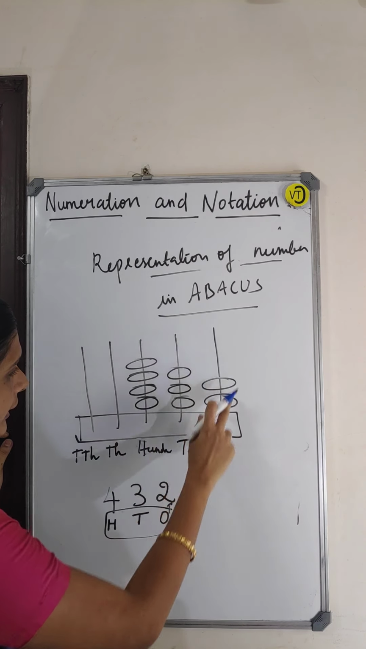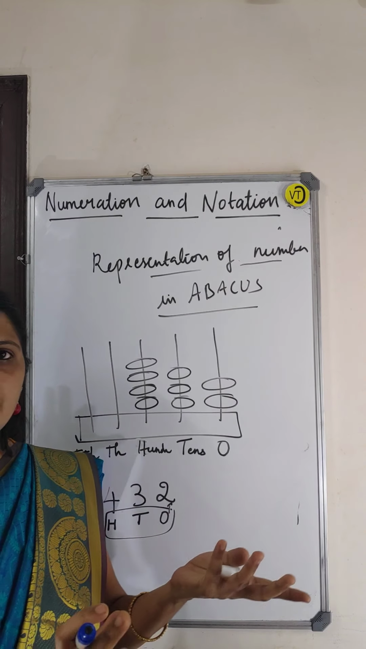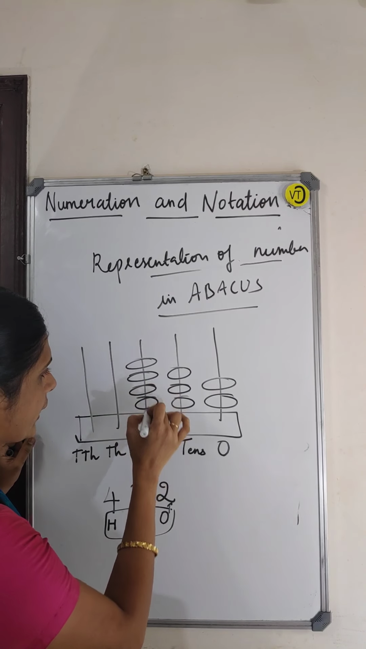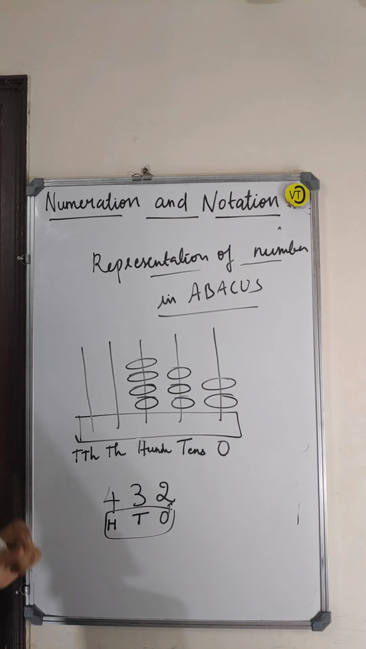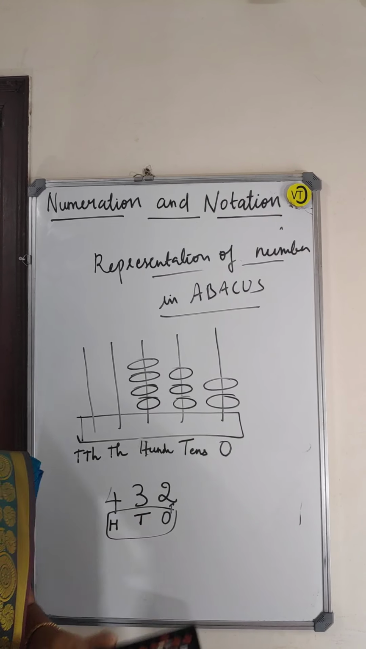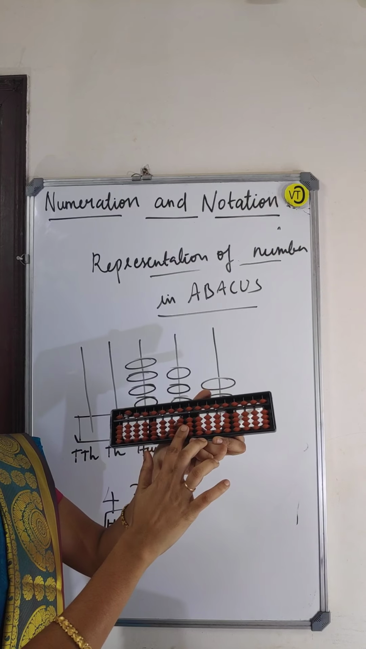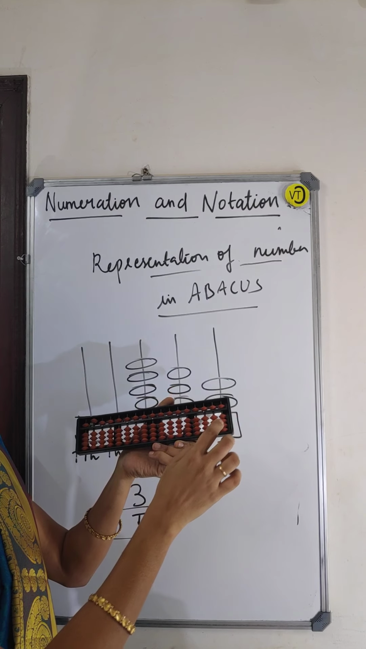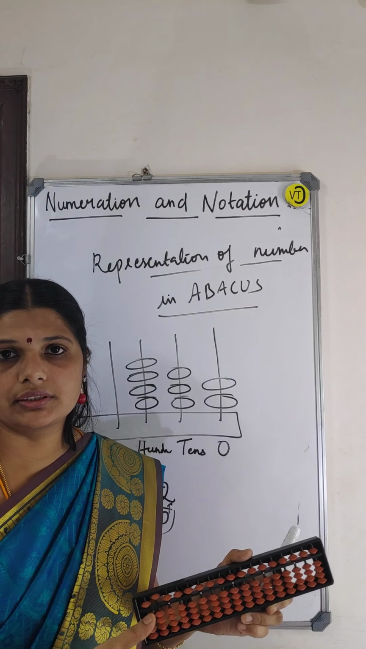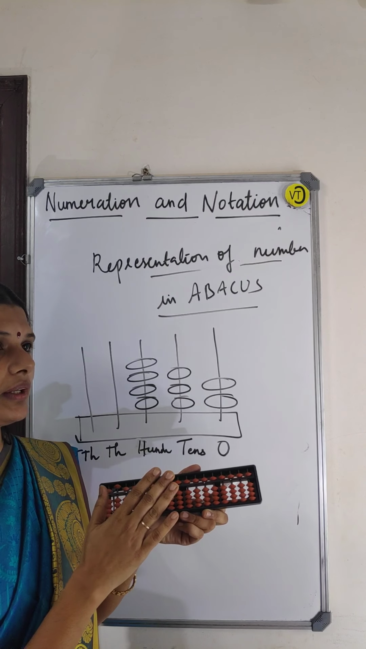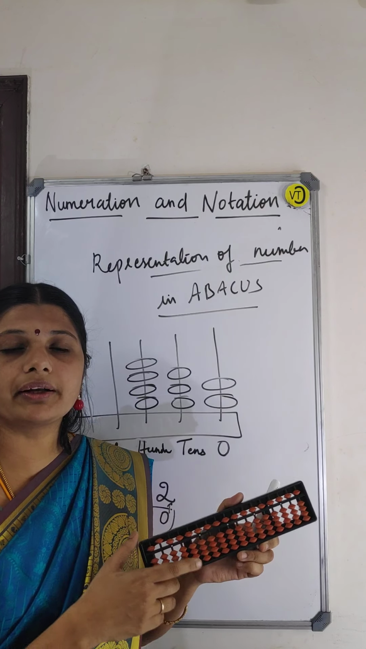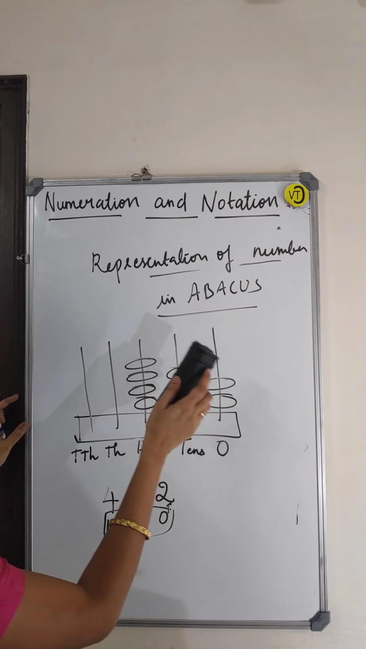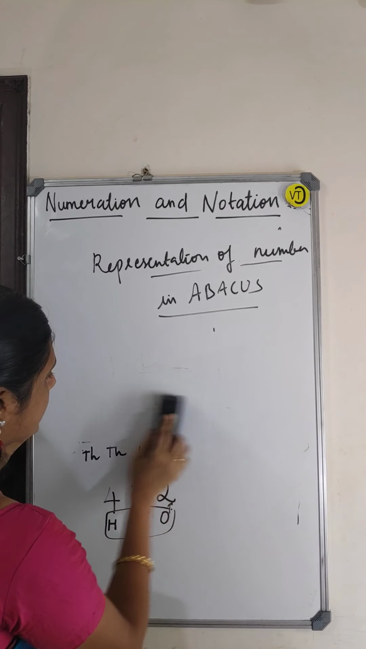So by using these beads in the abacus, I can tell 432. I didn't use any pen or pencil, nothing. Only with the abacus beads, I can tell this number. This is 432. Right. One more thing. See, this is the abacus kit. You can use these beads for counting numbers. And you can use this abacus for addition, subtraction, division, multiplication, everything. Okay, fine.